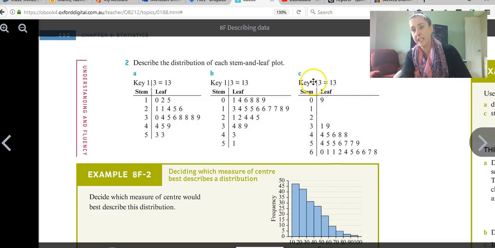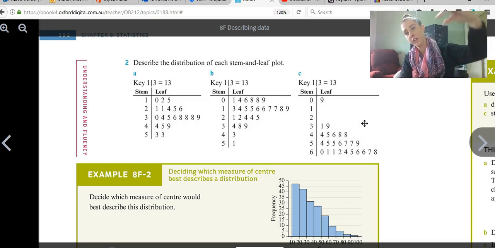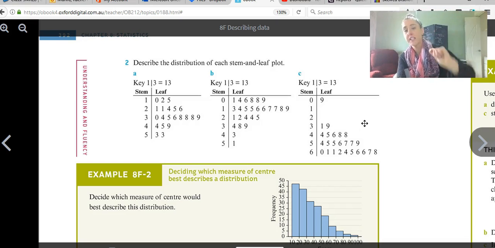And last but not least, stem and leaf C. First up, I'm going to say straight away that the 9 is an outlier. It's sitting right outside our next lowest data point, which is 31. And if you look at that tail, is it going to pull our average up or down? It's going to pull down our average, so I'm going to say that it's negatively skewed.